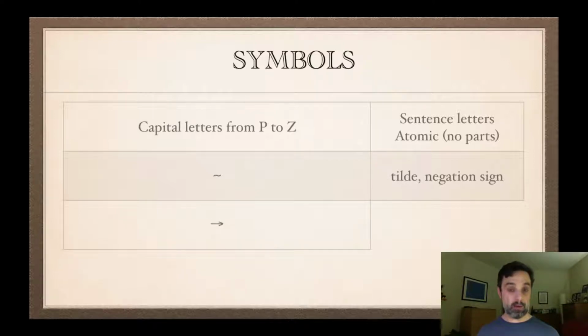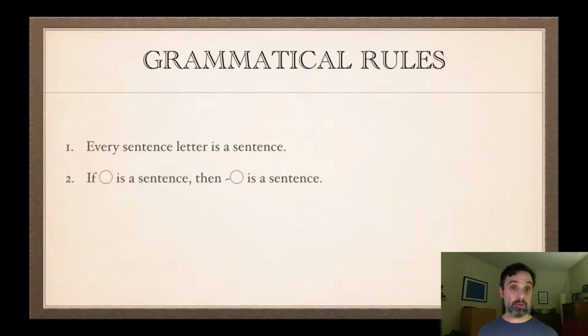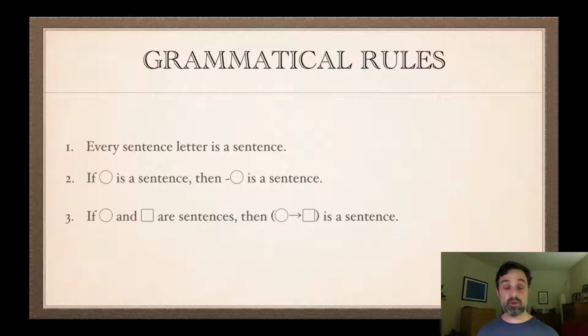We also have an arrow, and the arrow is going to be the conditional. Going with the arrow are parentheses, and we have parentheses because they provide our punctuation. So we have a new grammatical rule for this. It says if you have two sentences, then if you put a parenthesis, and then one of the sentences, and then an arrow, and then the other sentence, and then another parenthesis, you start with the left one, you end with the right parenthesis, then you get a new sentence.